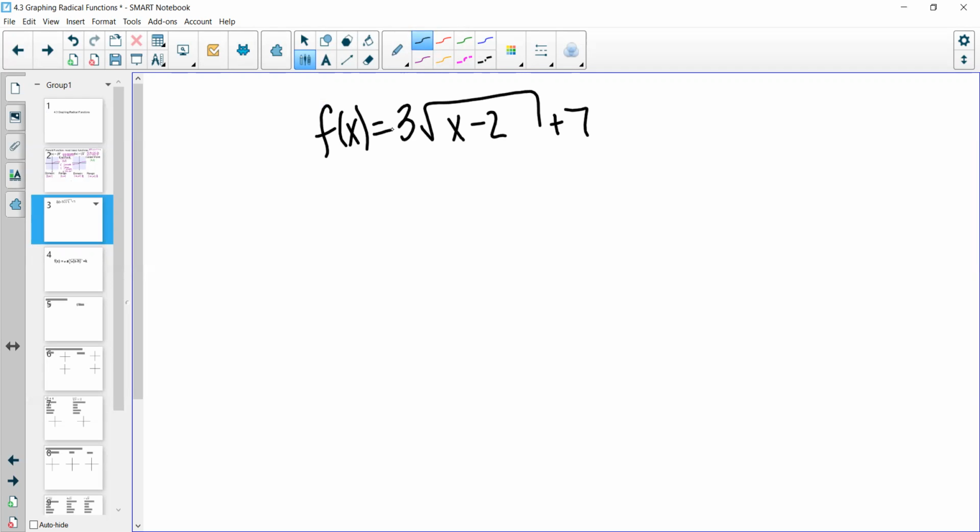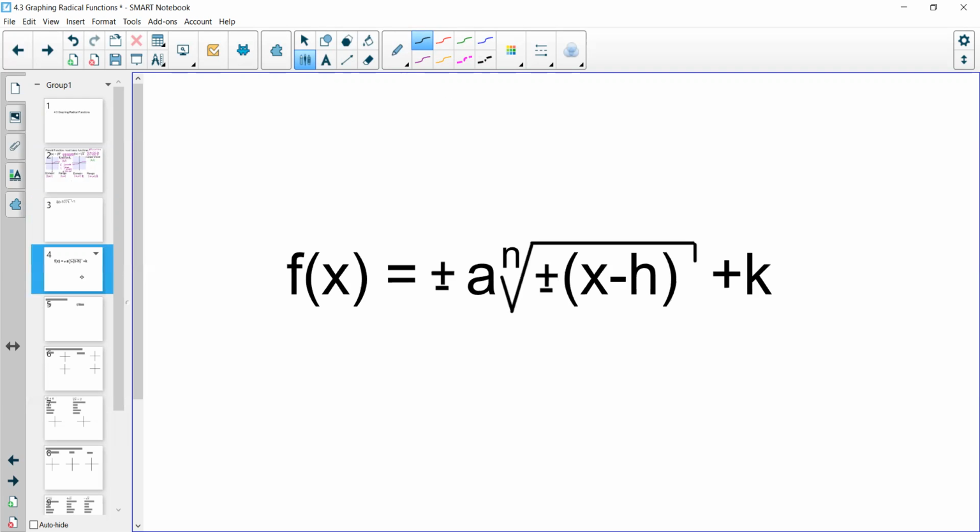But the beautiful thing about these radical functions is each element that's added adds something new and tells us something about what the function does. So what does each piece tell us? Well, let's take a look at this very generalized form. And we're going to go through each piece and describe what it does and how it affects our function. So let's start right here with this plus or minus.